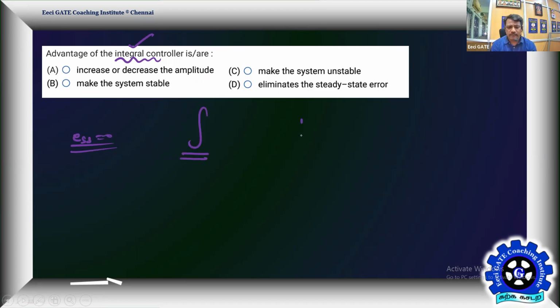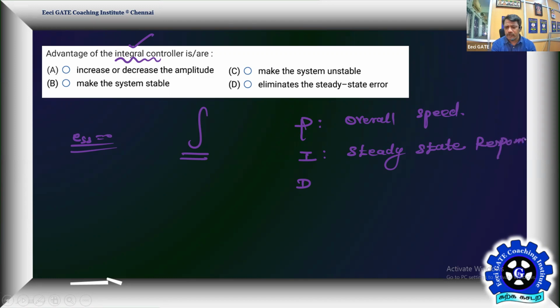So the proportional action has its role, integral action has its role, derivative action has its role. P is actually to control overall speed. That's why we use a PID in a closed loop control system. This is going to take care of the overall speed of the closed loop control system. This is going to take care of the overall steady state response of the closed loop control system. Its job is ultimately to make the error 0. That's the integral action. Whenever you want error 0, you can happily use integral control action.